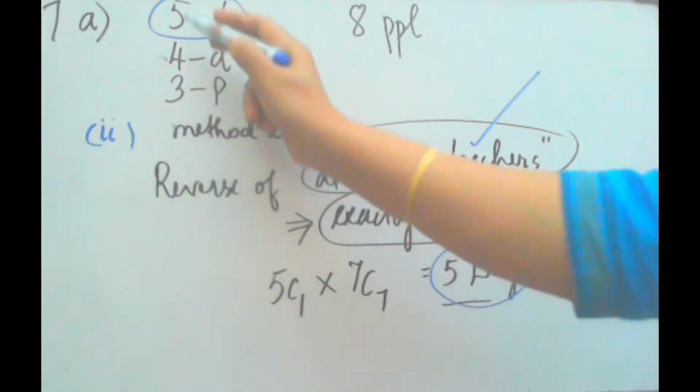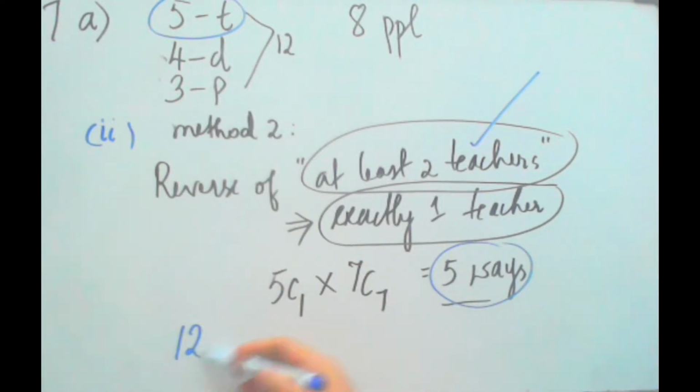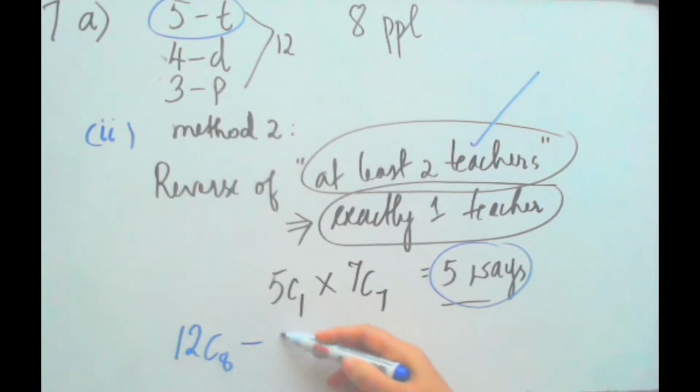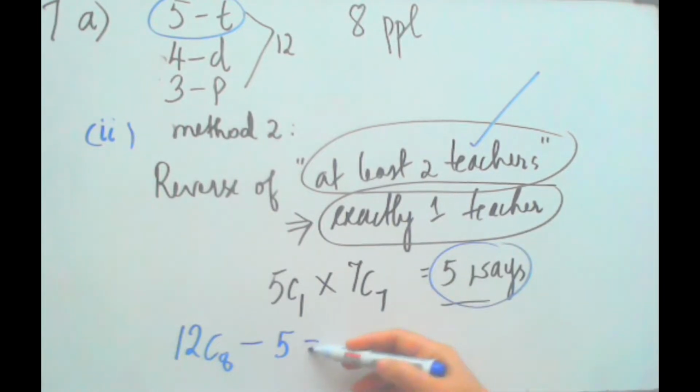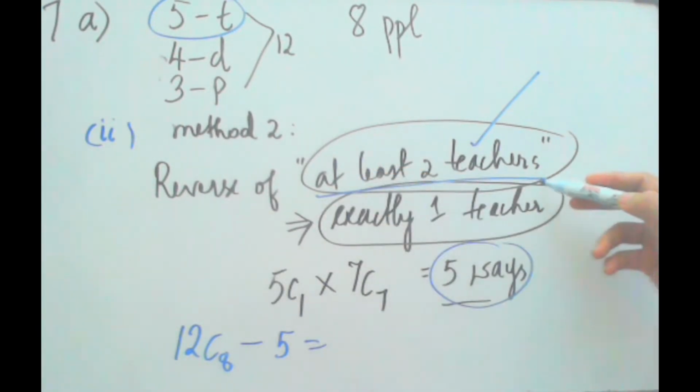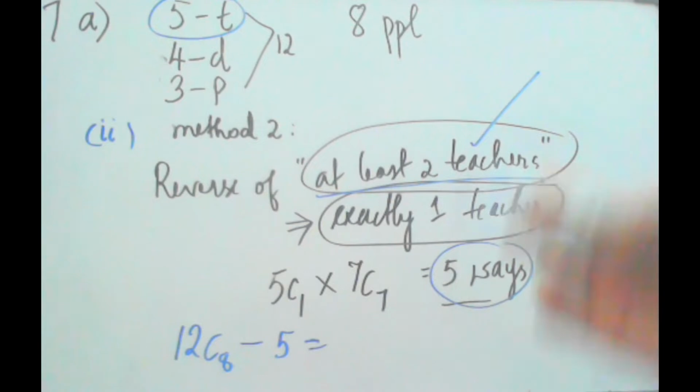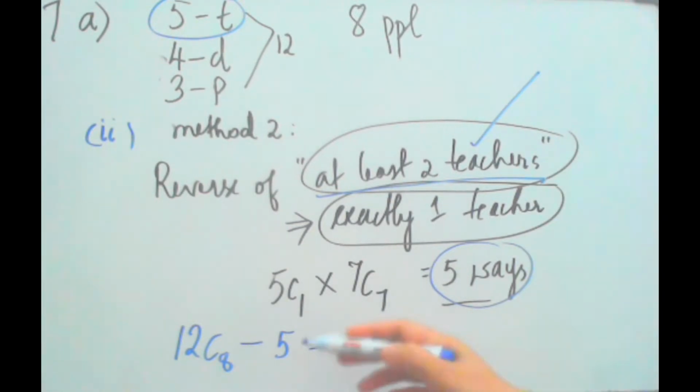How many people do we have? 12. So it is 12C8. This is the way in which we can select 8 people out of 12. From there, if we remove this 5 ways, that is exactly 1 teacher, what we get is the at least 2 teachers option. And let's calculate how much this comes to. 12C8 minus 5, yes, it comes to 490.